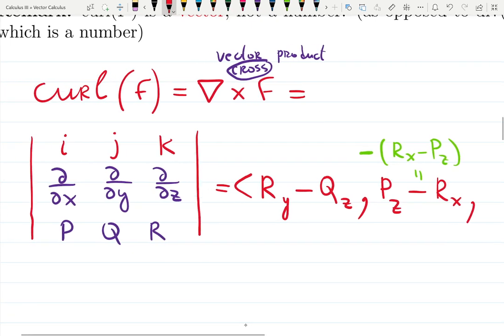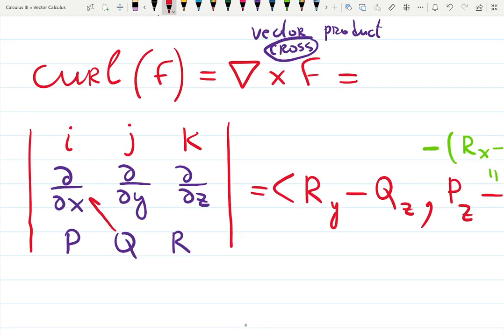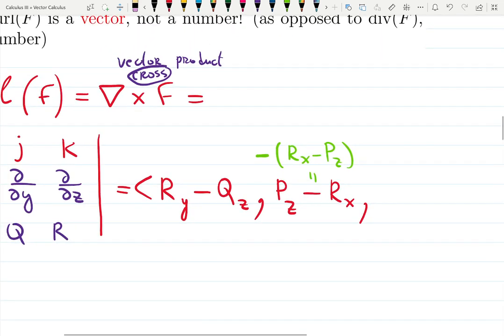Finally, the last one, K. K will be Q differentiated with respect to X minus P differentiated with respect to Y. Let's write it down. It's going to be Q sub x minus P sub y. Wow, so easy to memorize.